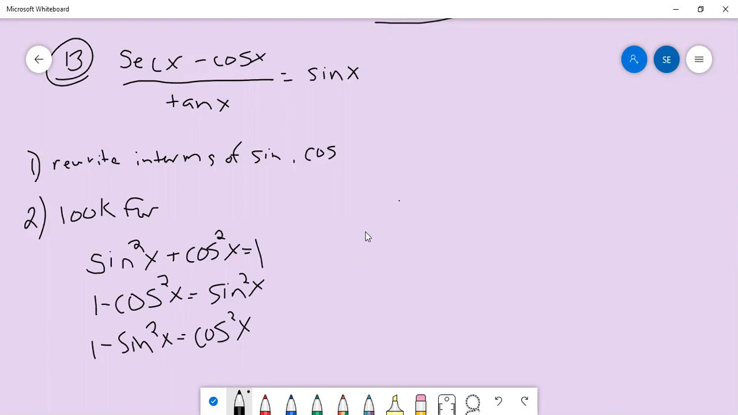Okay, so secant x is 1 over cosine x. So I'm going to rewrite this as 1 over cosine of x minus cosine of x divided by tan x. So we're going to write that tan x in terms of sines and cosines. Well, tan is sine over cosine. So we're going to rewrite this as sine of x divided by cosine of x.